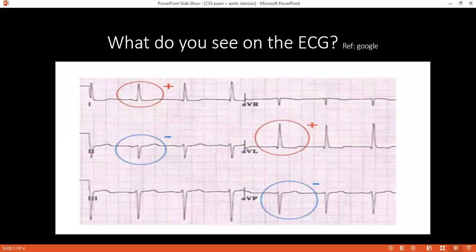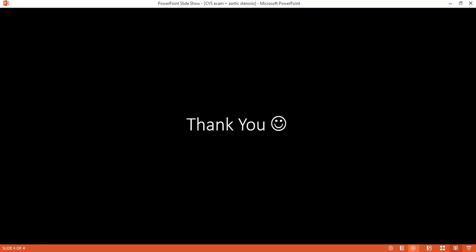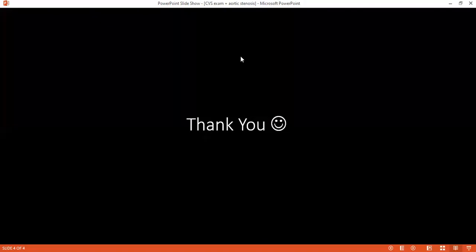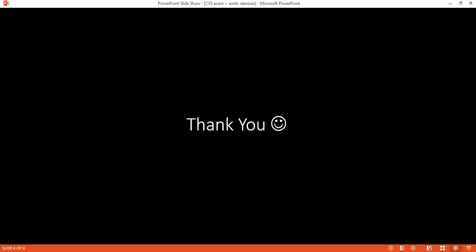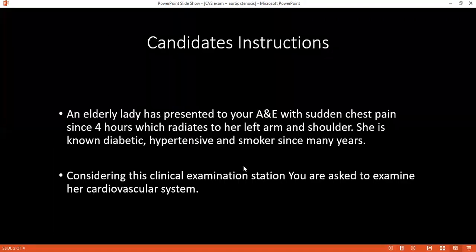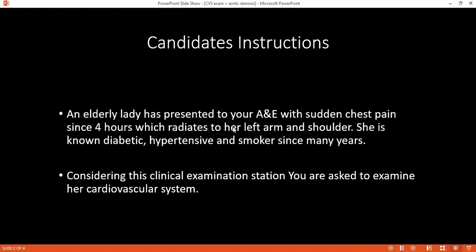Here there are absent P waves. Okay, this is aortic stenosis. I suspect stenosis. The patient is smoking and hypertensive, but I know your diagnosis was aortic regurgitation. Here it is radiating to her left arm and shoulder. I tried to give you history that it is radiating there and already on the carotid region.